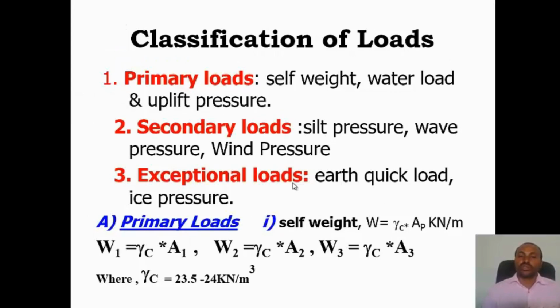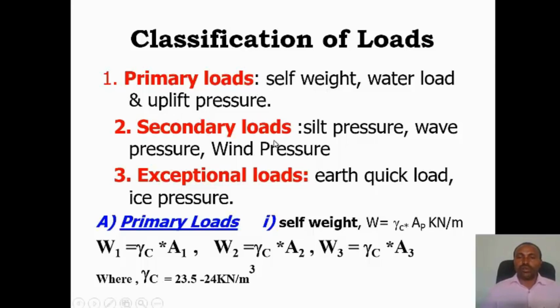Okay, before we go to the detail, let us see classification of loads. You have three classifications: primary loads, secondary loads, and exceptional loads. Primary loads are self-weight, water load, and uplift pressure. These are the primary loads you can find in any dam structure. If you have a reservoir, whether it is full, up to normal pool level, or below, you have normal loads.